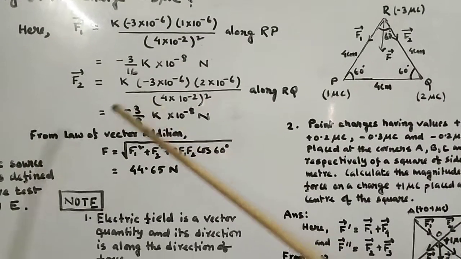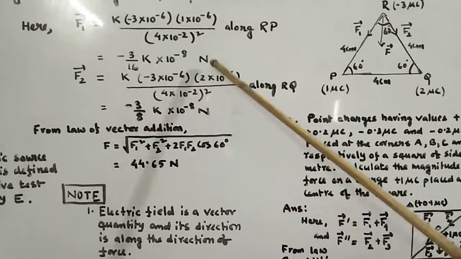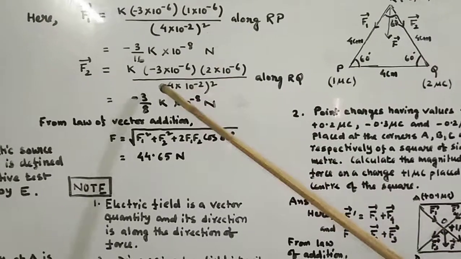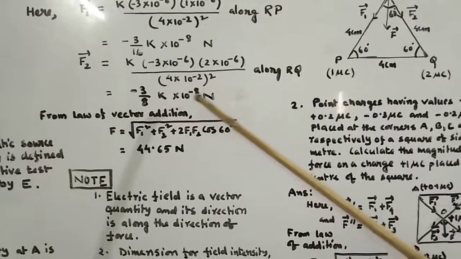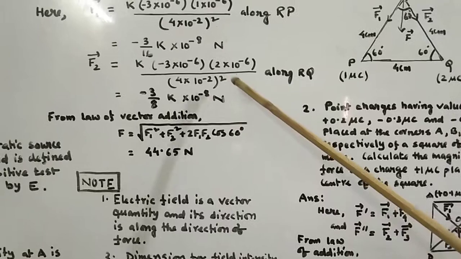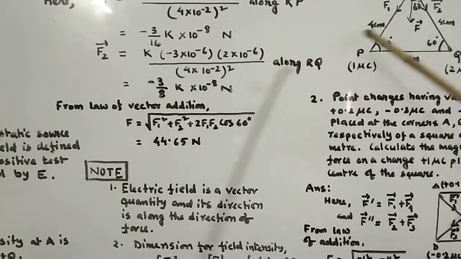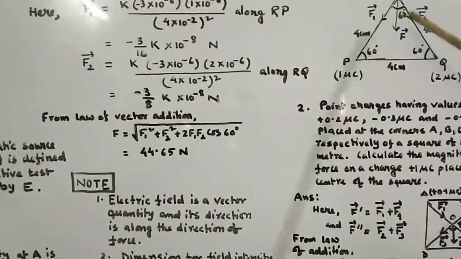Now if you simplify this, 2 and 4 square, that is 16, 2 and 16 means 8. So minus 3 by 8 K into 10 to the power minus 8 Newton. Now what you have to do is find the resultant force of F1 and F2.